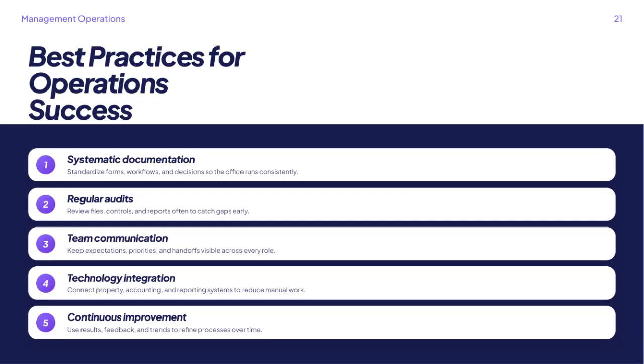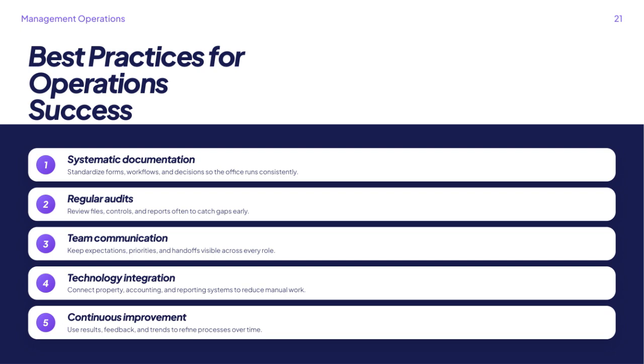Let's review some best practices for achieving success in management operations. First, systematic documentation is crucial. By standardizing forms, workflows, and decisions, we ensure that the office runs consistently and efficiently, minimizing confusion and errors. Next, regular audits play an important role. Consistently reviewing files, controls, and reports helps us identify any gaps early on, so we can address issues before they escalate.